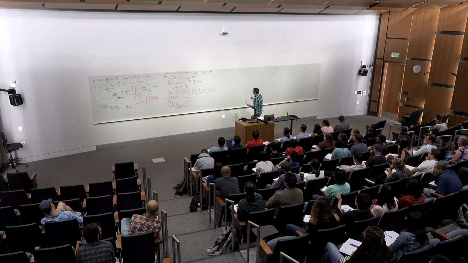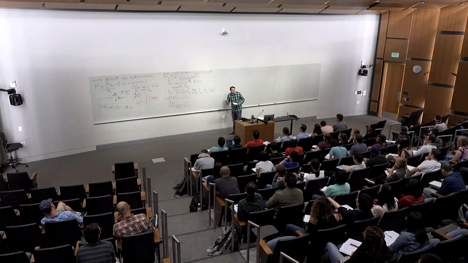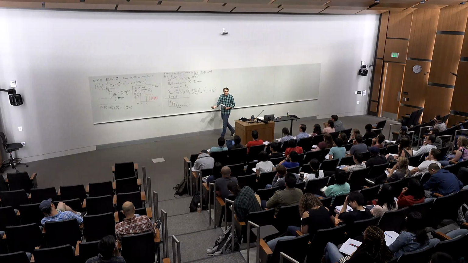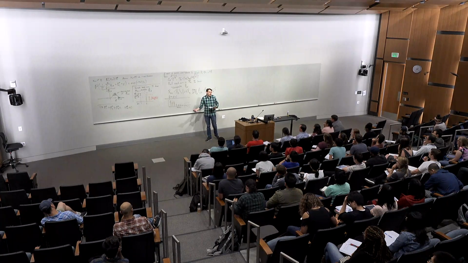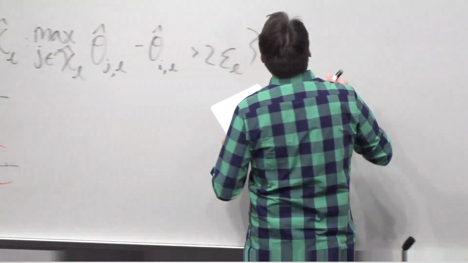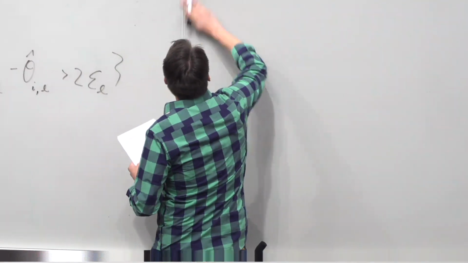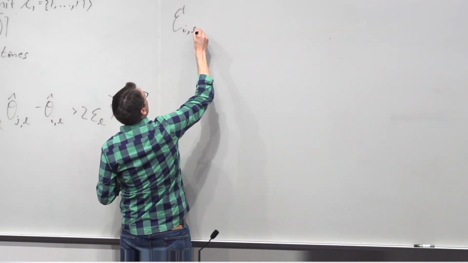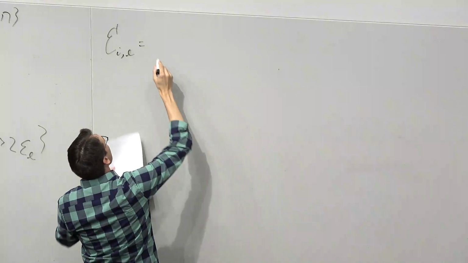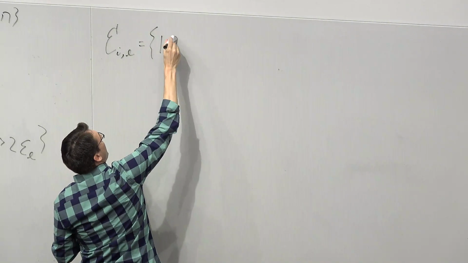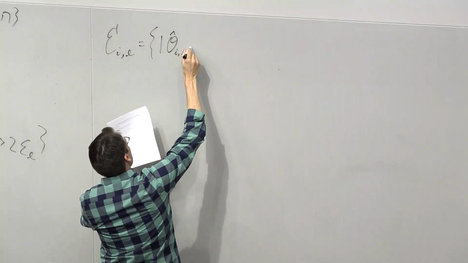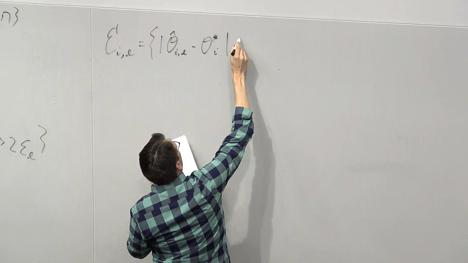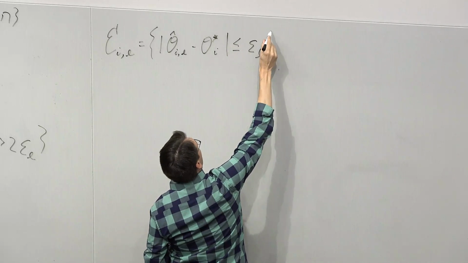Okay, so like last time, we're going to use an event-based analysis. What this allows us to do is we define some events, prove that they occur with high probability, and then do a deterministic analysis assuming these events hold. So let's do that. Define epsilon IL, or EIL, as the event that theta hat IL minus theta star I is less than or equal to epsilon L.